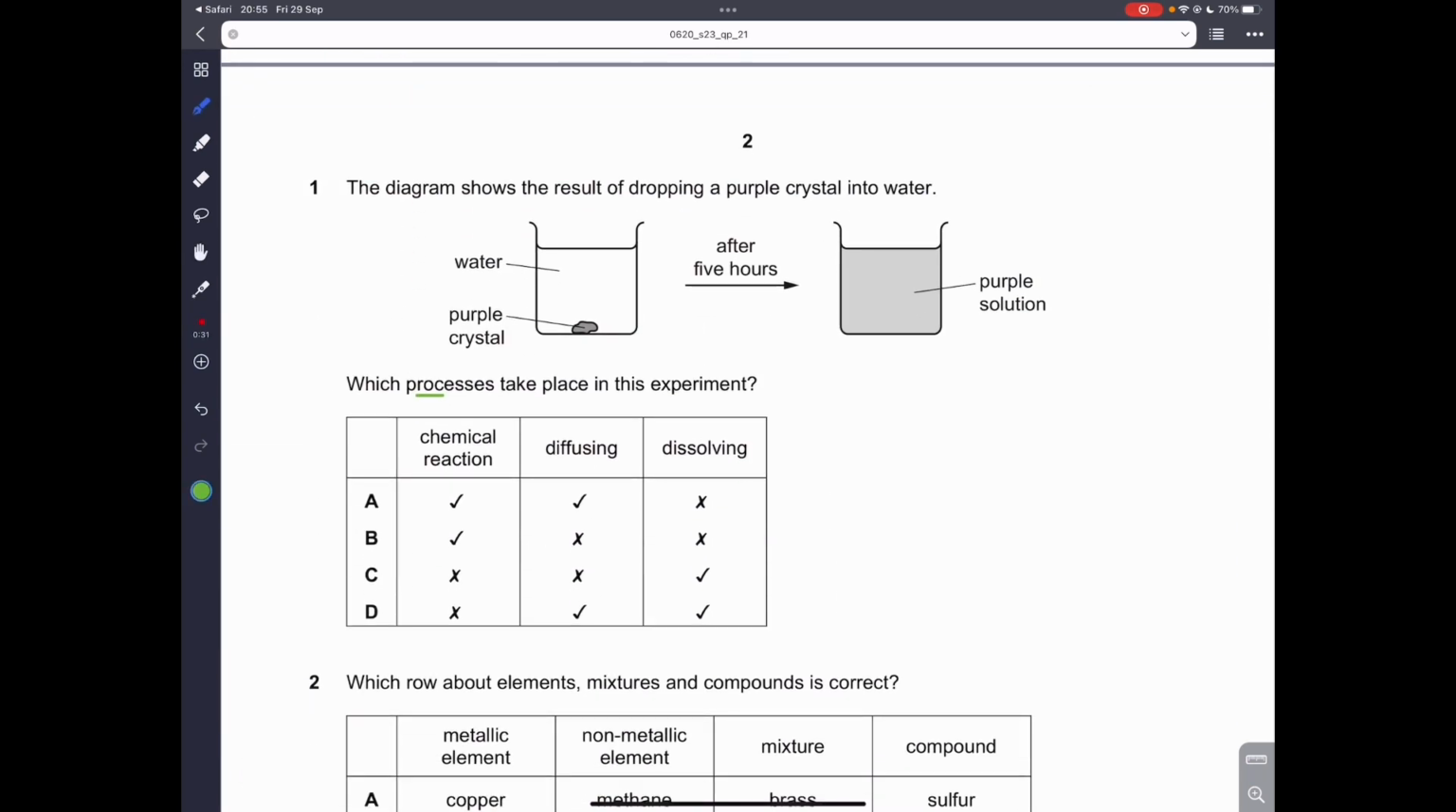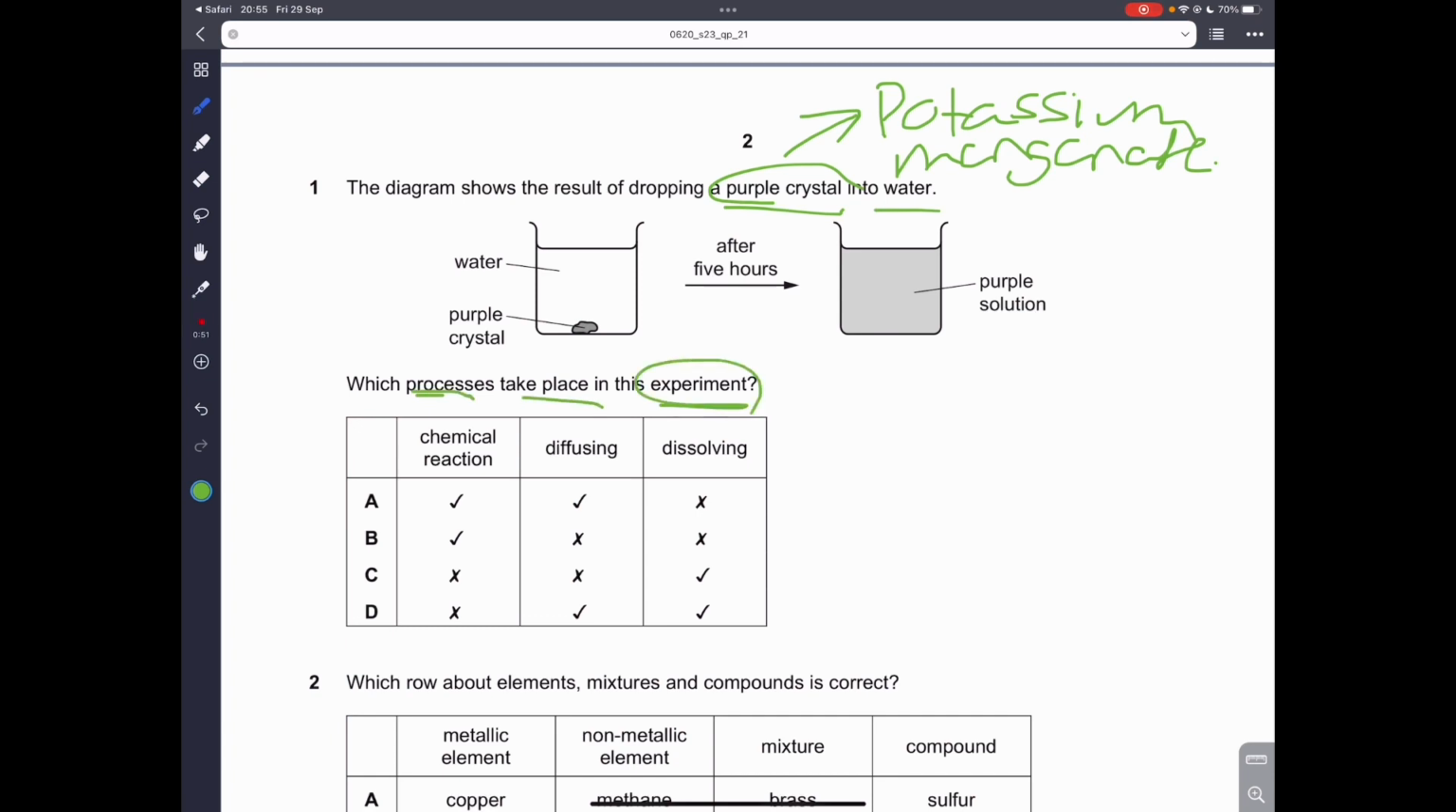The diagram shows the result of dropping a purple crystal into water. This purple crystal is most likely going to be potassium manganate. Which processes take place in the experiment? Well, we can see that the purple crystal has dissolved into the purple solution, so dissolving is one of the factors. We can see it also diffuses in the solution equally so that the whole solution is equally purple.